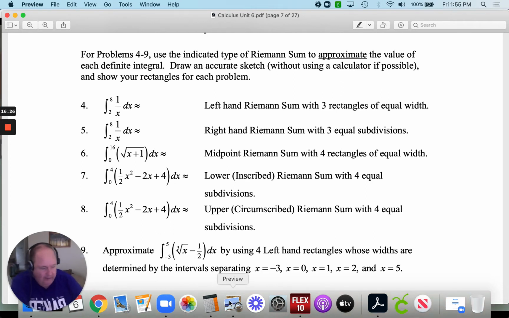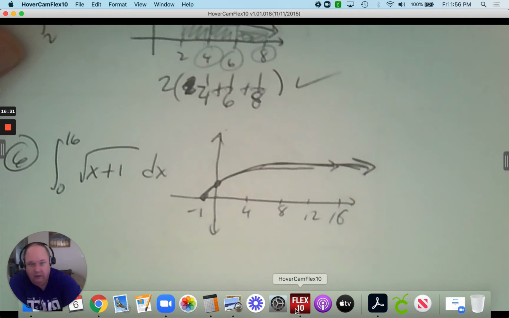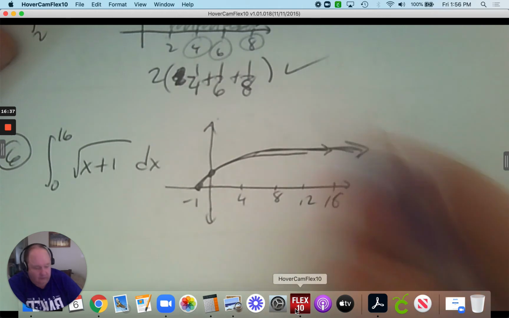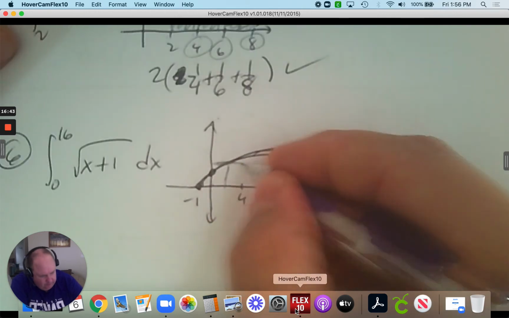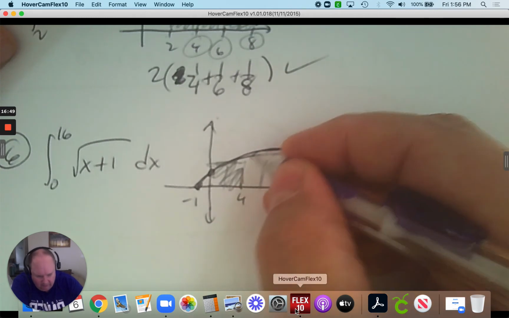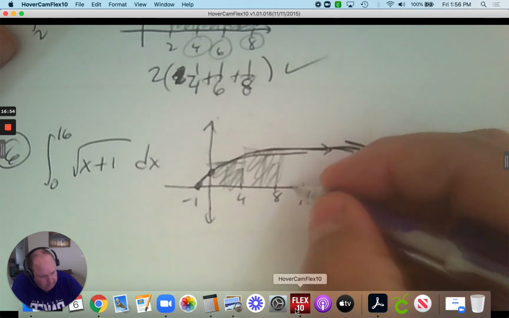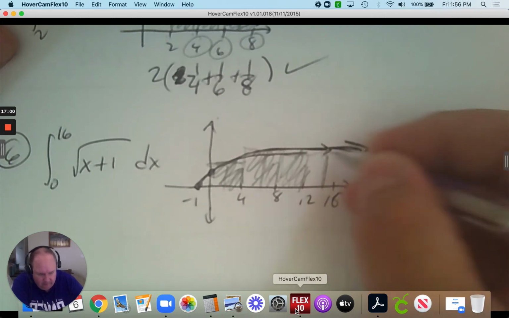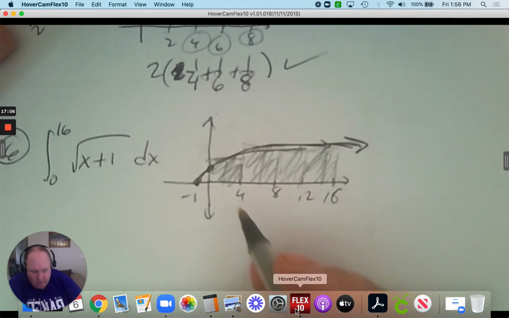So first of all, draw your graph. And it's midpoint. And we're going 0 to 16. So midpoint would be like at 2. Then at 6. At 10. At 14. So those are the midpoints. So just remember the numbers that you used.